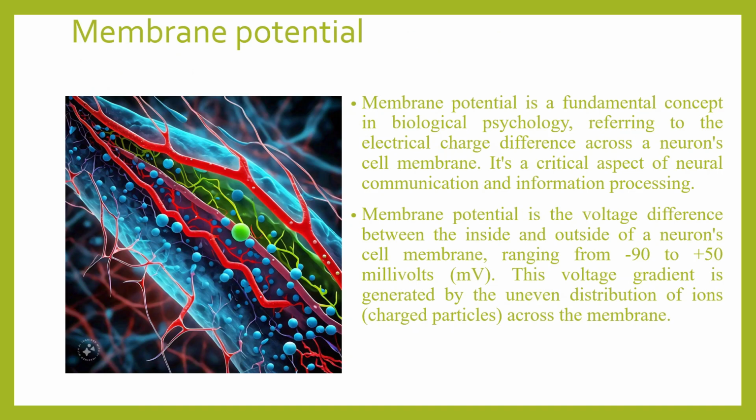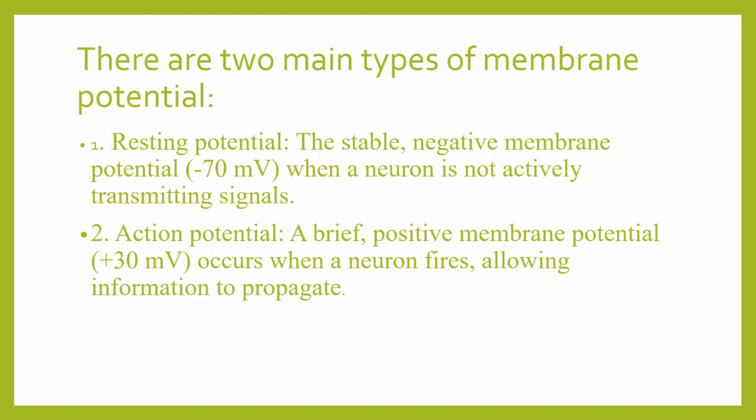Let's see the membrane potential. Membrane potential is a fundamental concept of biological psychology, referring to the electrical charge difference across a neuron's cell membrane. It's a critical aspect of neuronal communication and information processing. Membrane potential is the voltage difference between the inside and outside of the neuron cell membrane, ranging from -90 to +50 millivolts. This voltage gradient is generated by the uneven distribution of ion charged particles across the membrane.